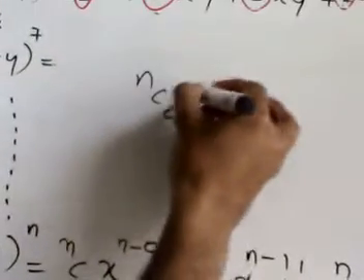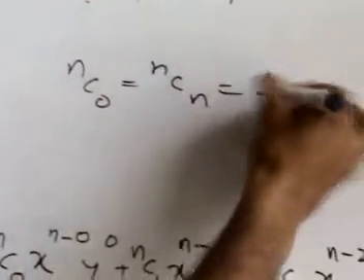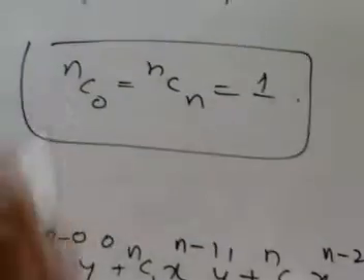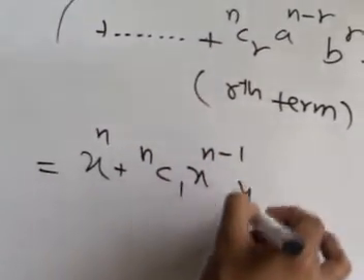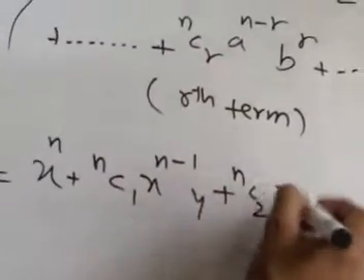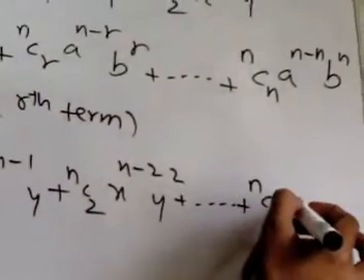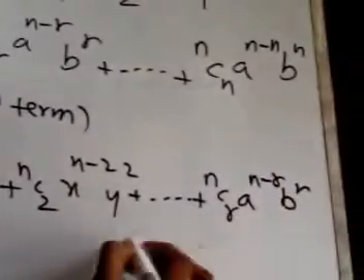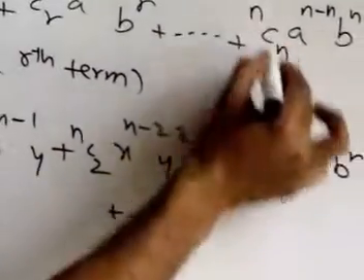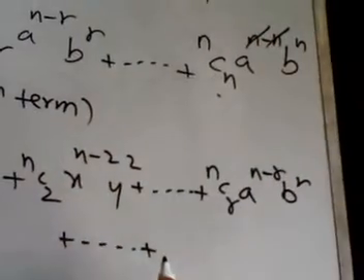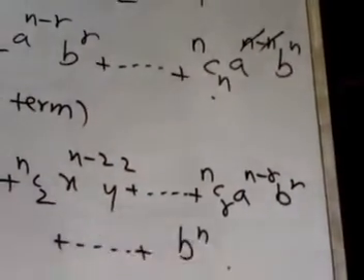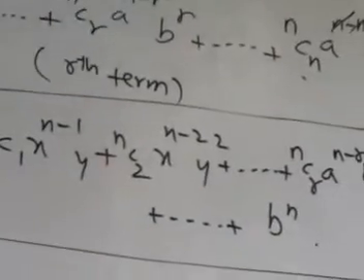Now observe this, I'll simplify this. You know that nC0 and nCn are always 1. Write it somewhere. So this is 1, x^(n-0), this will be x^n, plus nC1 x^(n-1) y, plus nC2 x^(n-2) y^2, plus so on, nCr a^(n-r) b^r, and plus so on. nCn is 1, a^0 is 1, and b^n is left. This is known as the binomial theorem.